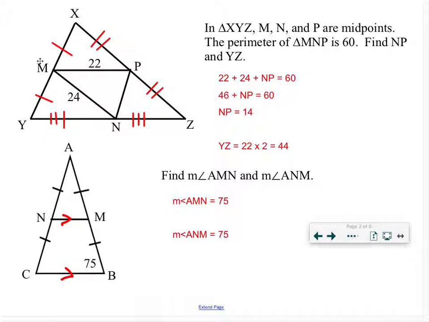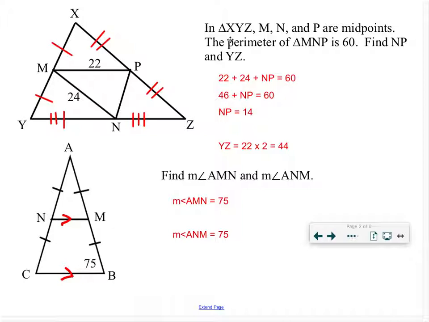P is the midpoint. Notice I didn't give it the same marks that I did before because I don't know that XP and XM are congruent. I only know that XP and PZ are congruent because P is the midpoint. And I did the same thing down here. So as soon as I read they were midpoints, I marked my diagram accordingly. So everything in red is something I added. Then I read the next sentence.